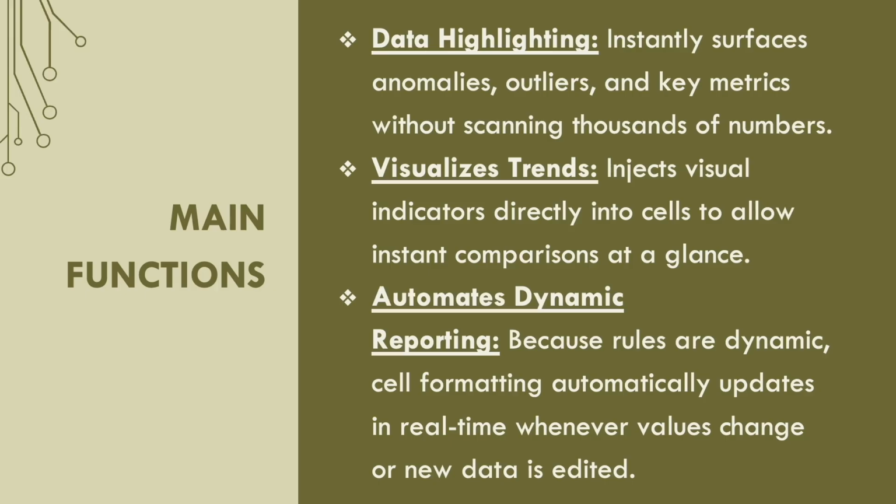In other words, it helps us quickly identify important or unusual values in a large dataset without having to examine every single number manually. For example, if we have hundreds of sales records, we can automatically highlight unusually high or low sale values. Second, visualizes trends. Conditional formatting injects visual indicators directly into cells to allow instant comparison at a glance. Instead of looking at the numbers one by one, visual elements such as colors, bars, or icons allow us to immediately see which values are higher, lower, increasing, or decreasing. This makes large amounts of data much easier to understand.